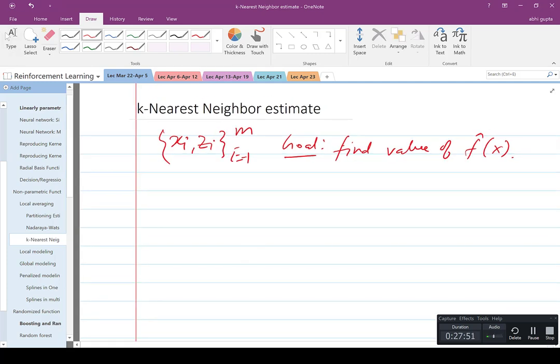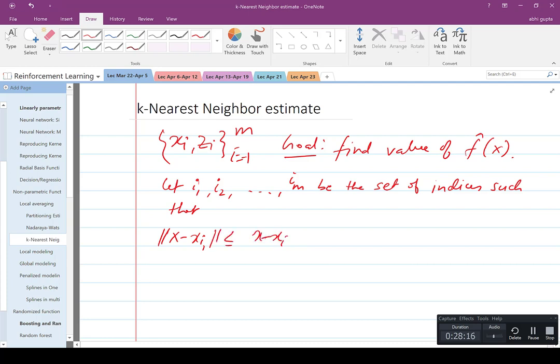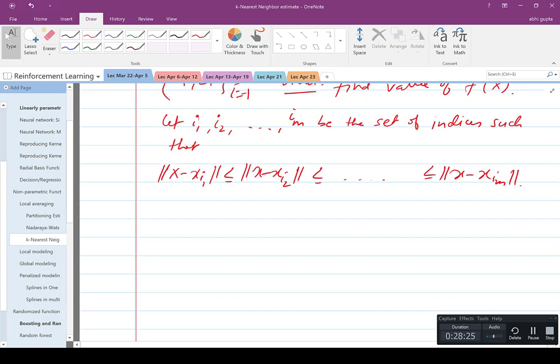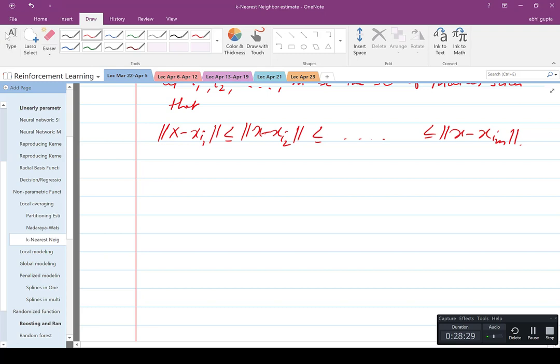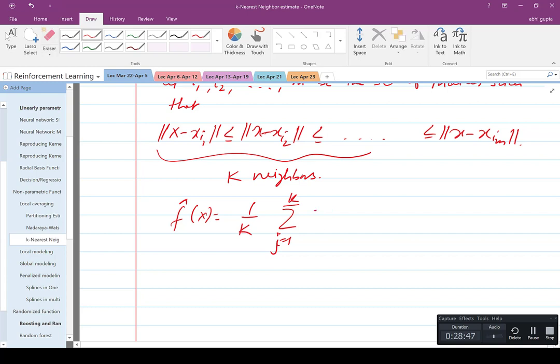So you arrange these data points in the following fashion. Let i1, i2, ..., im be the set of indices such that norm of x minus xi1 is less than or equal to norm of x minus xi2, is less than or equal to, and so on. Then you pick only the k nearest neighbors, and define f hat of x as 1 over k times the summation over j equals 1 to k of z_ij. Okay, so let me show you a picture.